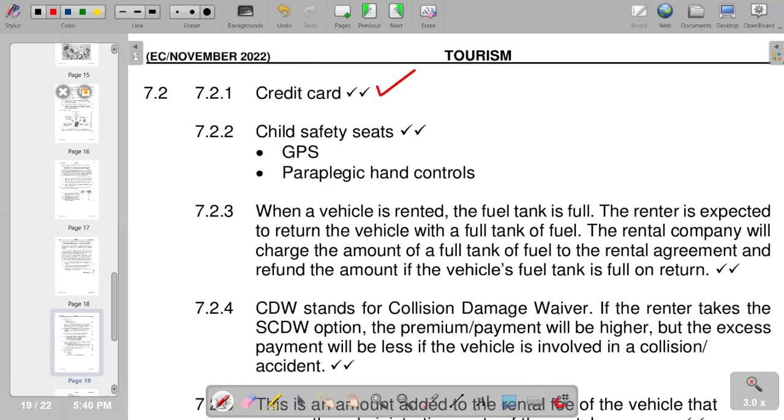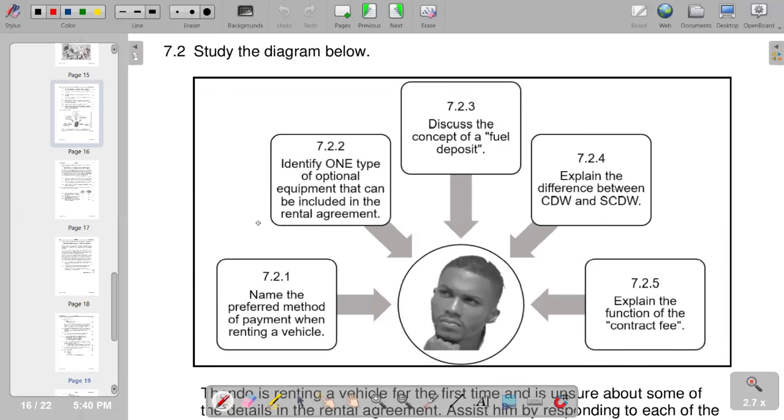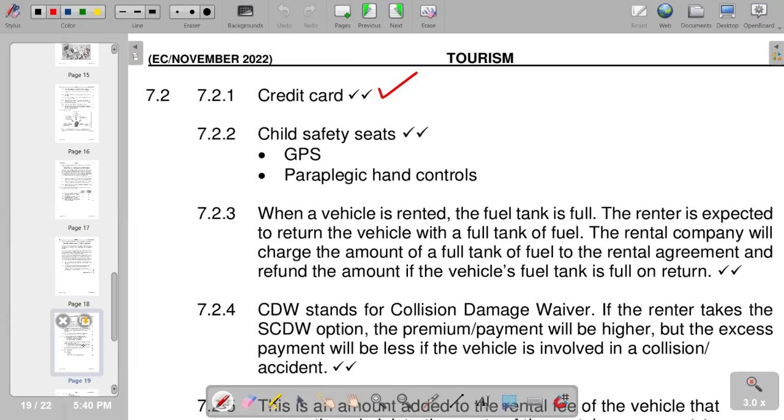Then on the next part, 7.2.2, identify one type of optional equipment that can be included in the rental agreement. So this one is child safety seats, GPS, paraplegic hand controls. So these are the responses for 7.2.2.